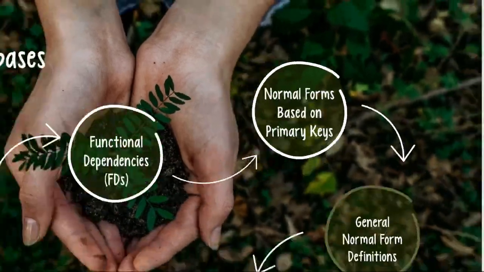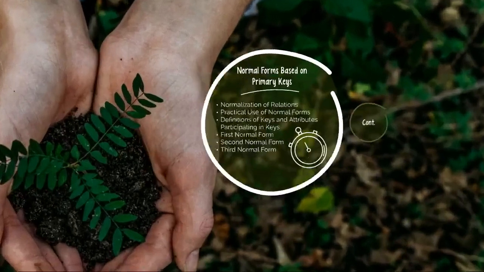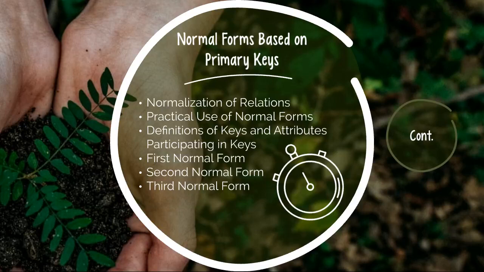So now we have to talk about... now we know what functional dependencies are and some informal guidelines in designing the database in the relational model. Right? Now we have to talk about these normal forms based on the primary keys. Okay, so there are three main normalization forms that we are going to talk about here.